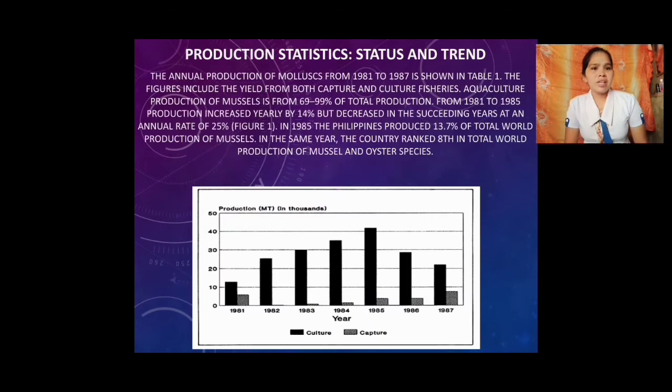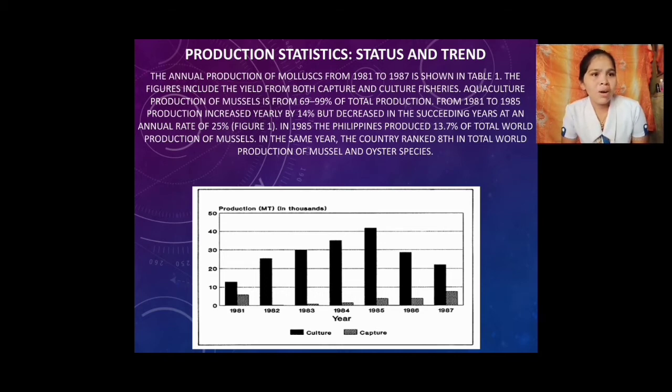Next, production statistics, status and trend of mussels. The annual production of mollusks from 1981 to 1987 is shown in Table 1. The figures include the yield from both capture and culture fisheries. Ang culture ana is kanang black, while ang capture is kanang naipagka black and white.